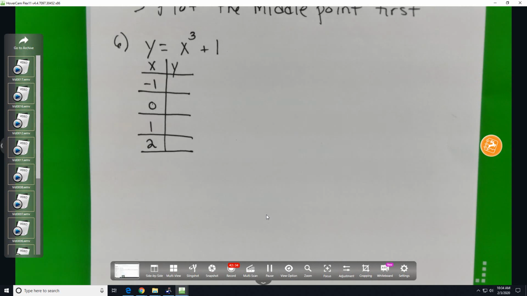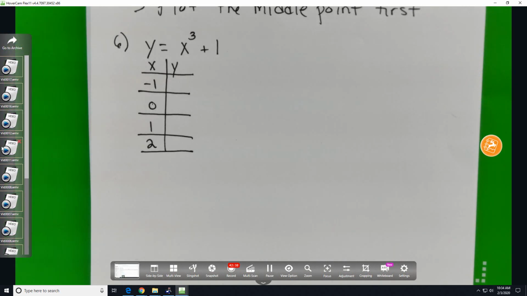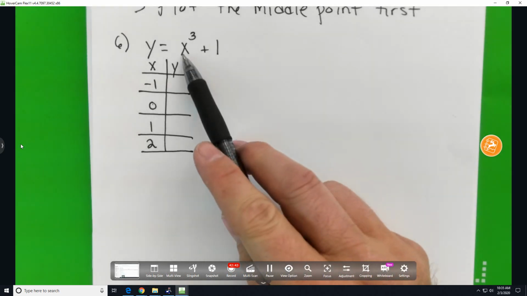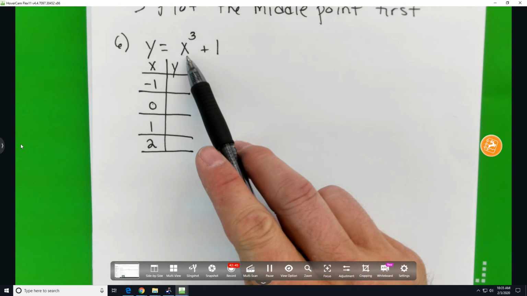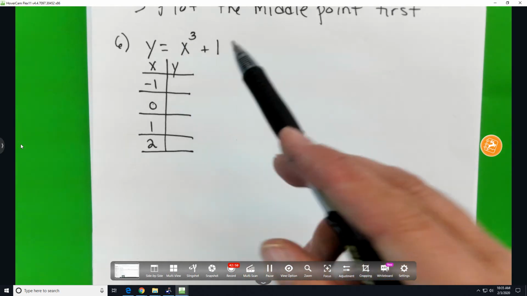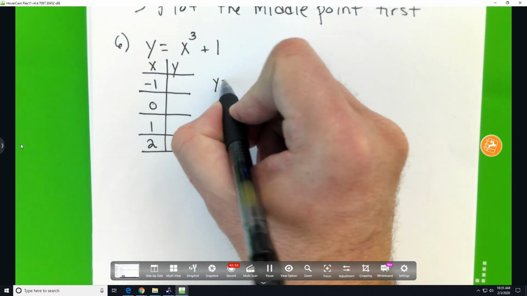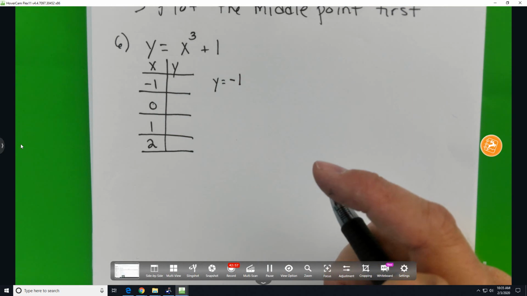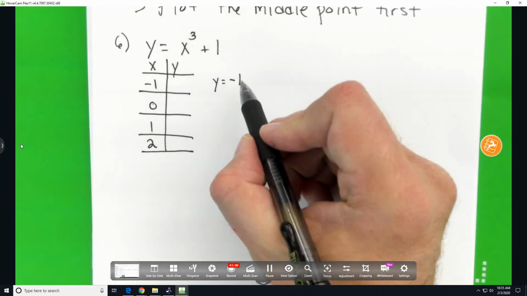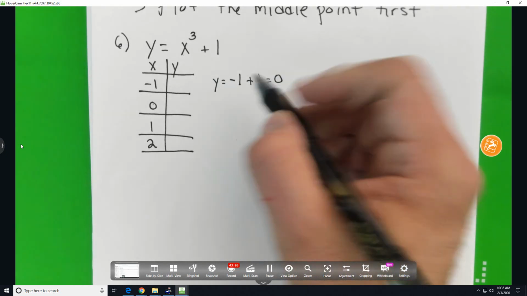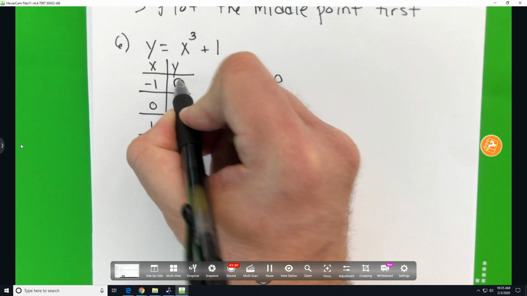You plot the middle point first. Okay, so let's see. Plug in a -1 for x. -1 times -1 times -1. What's -1 times -1 times -1? I think it's a -1. -1 times -1 is +1. +1 times -1 is -1. Then we still have a +1. So is the first number here that I'm going to enter a 0?